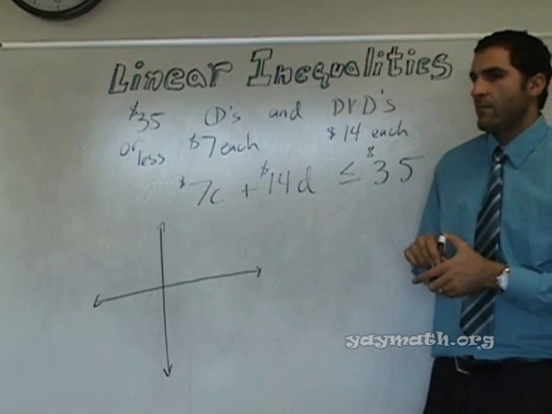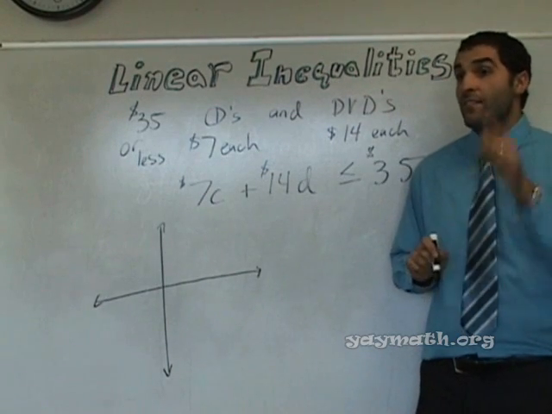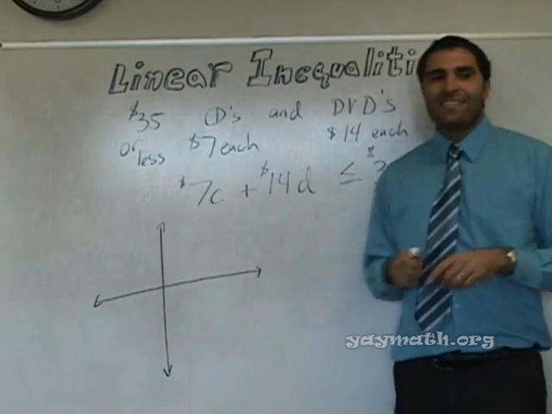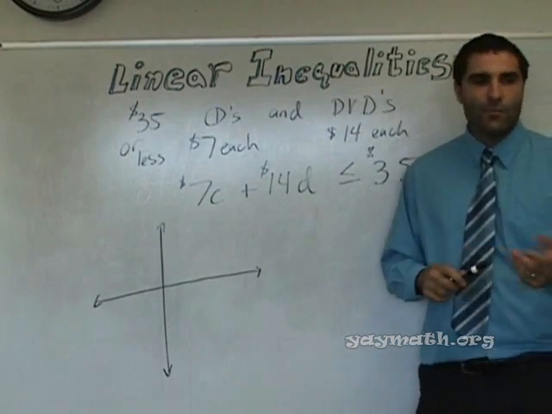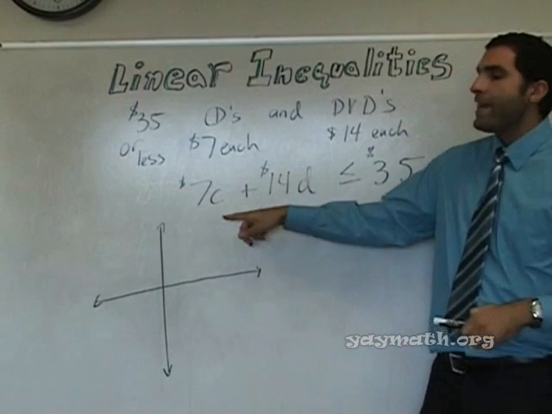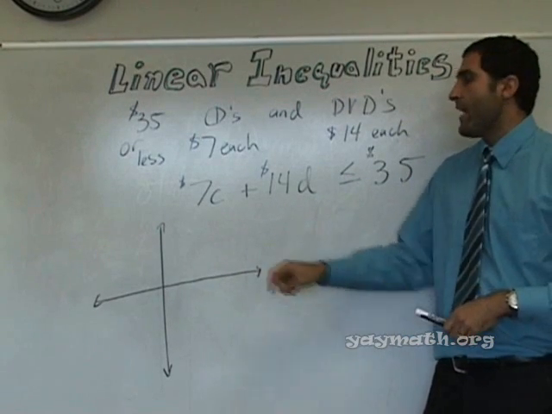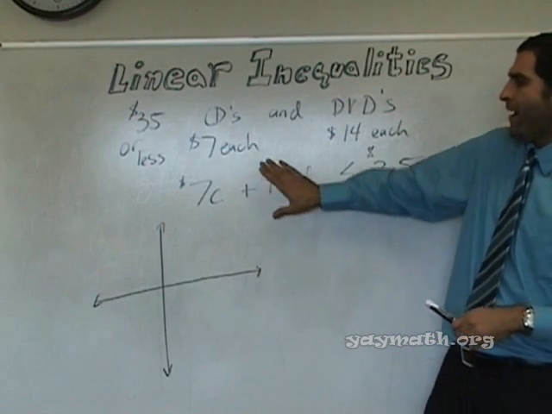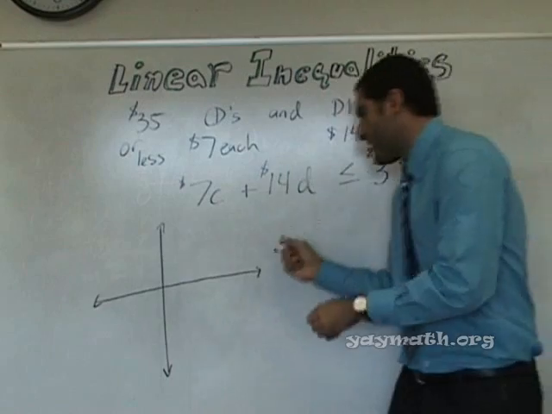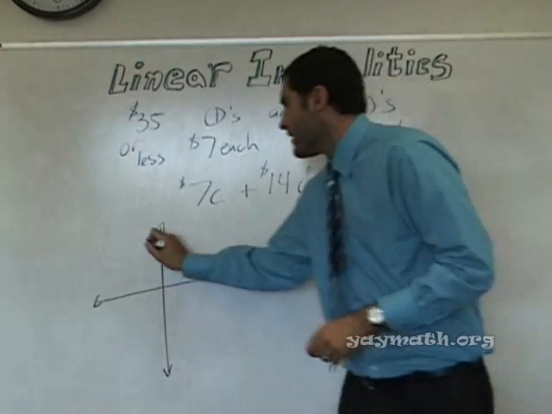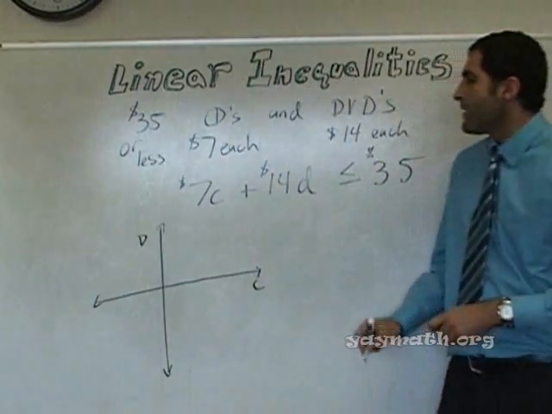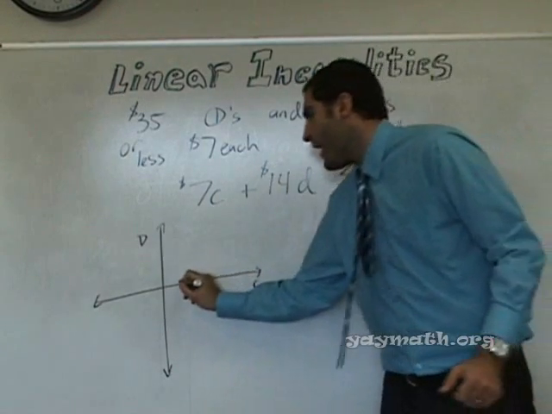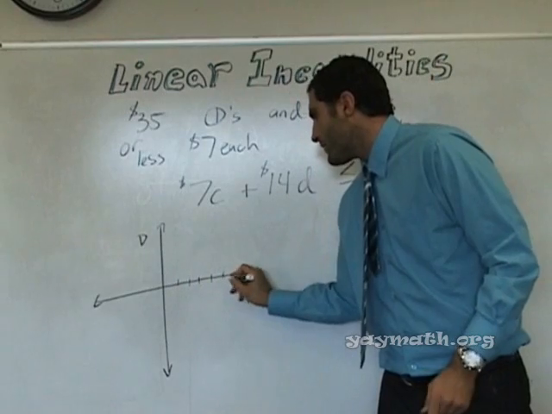Points. X and Y, yeah, x and y intercept. So let's go ahead and get the x intercept. The x intercept is when what is 0? Y is 0. So I'm going to put C here for CD, D here for DVD. So when D is 0, C equals 5. 1, 2, 3, 4, 5.